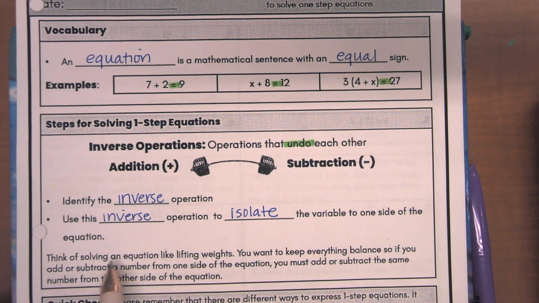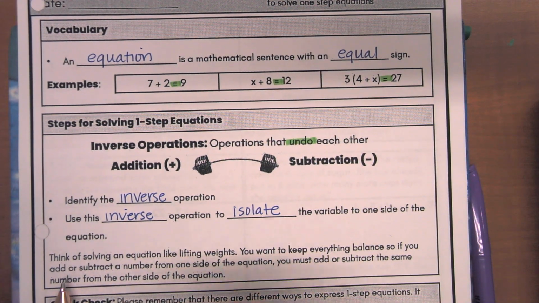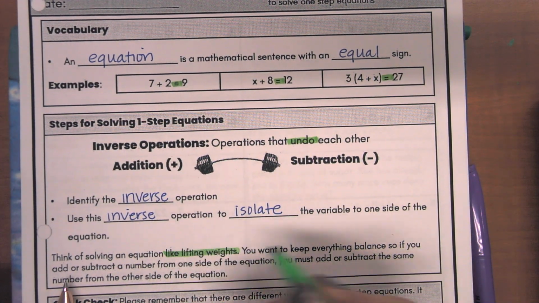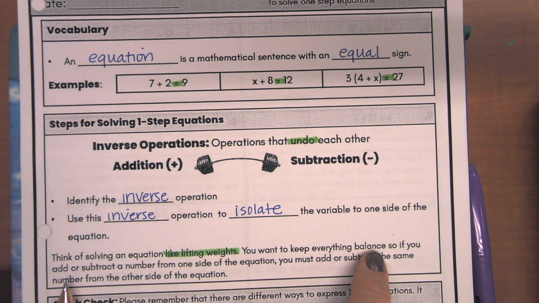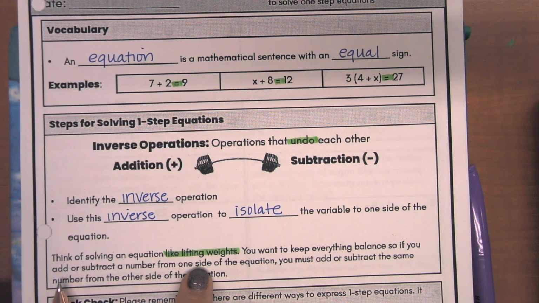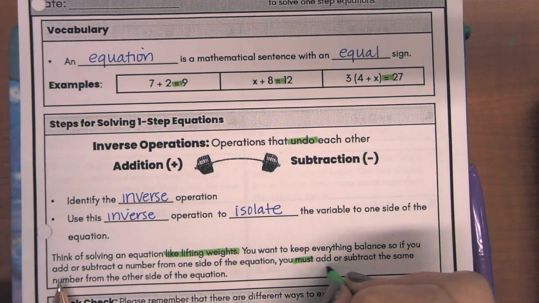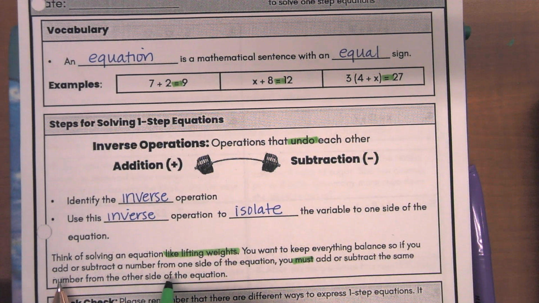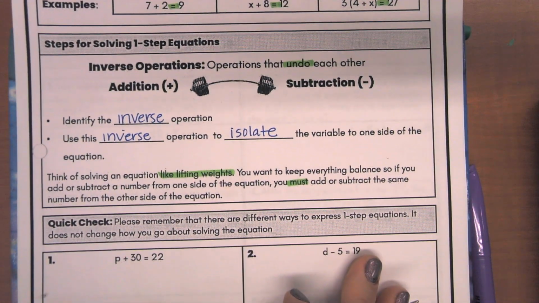Now I want you to think of solving an equation like lifting weights. Okay, so it's like lifting weights. You want to keep everything balanced. So if you add or subtract a number from one side of the equation, you must add or subtract the same number from the other side of the equation. So we want to treat everything the same. Whatever you do to one side, you must do to the other.